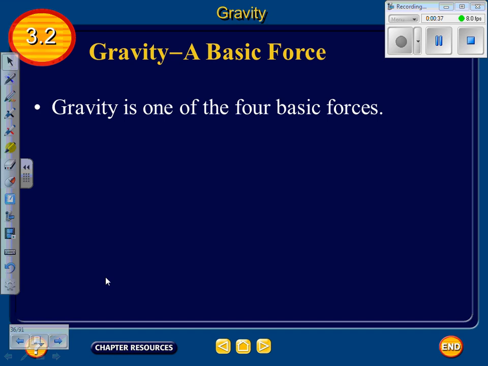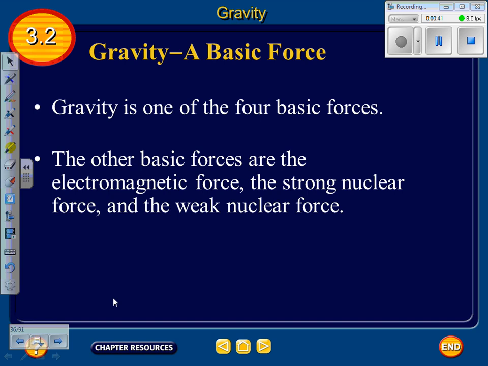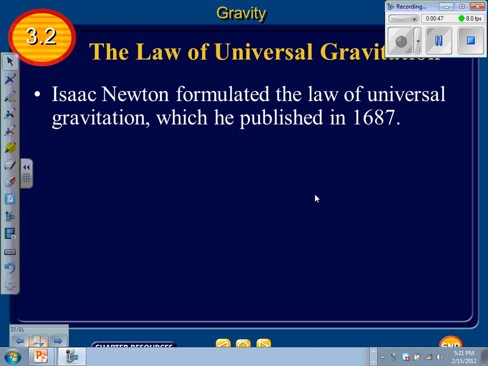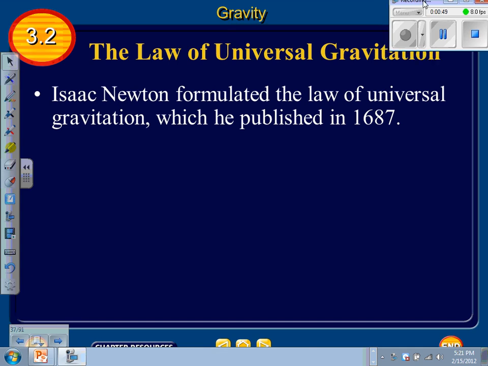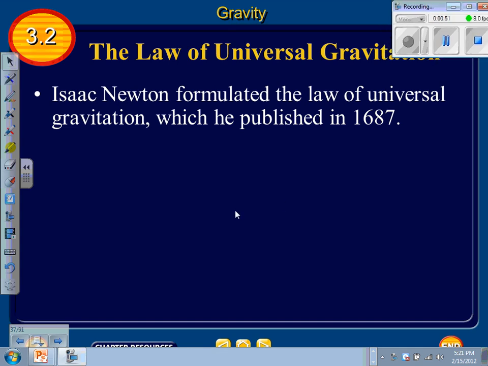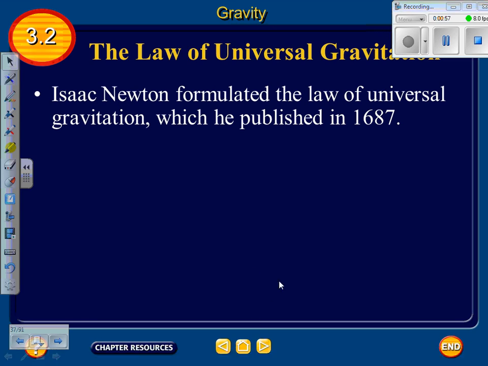Gravity is one of the four basic forces. The other basic forces are the electromagnetic force, the strong nuclear force, and the weak nuclear force. The law of universal gravitation. Isaac Newton formulated the law of universal gravitation, which he published in 1687.